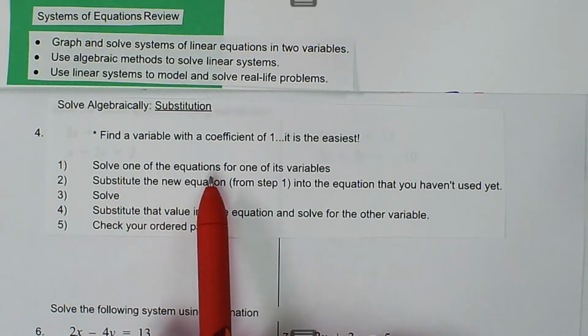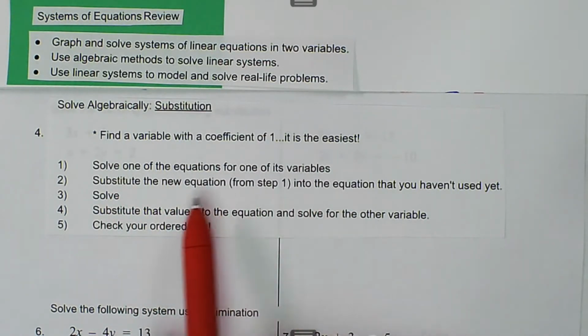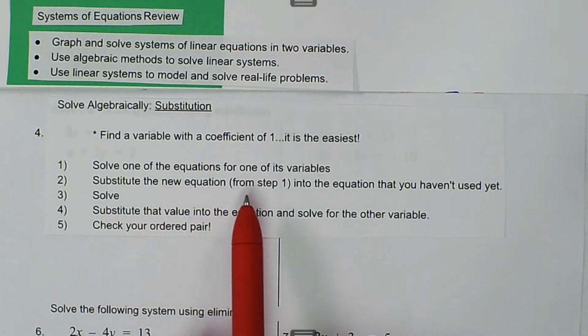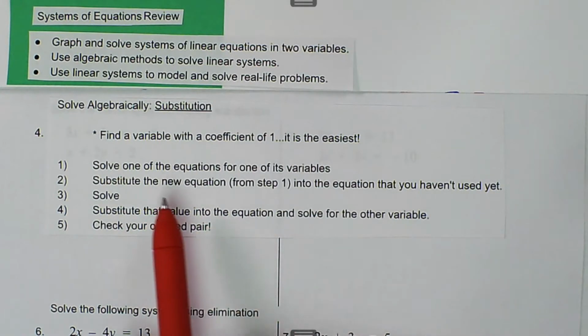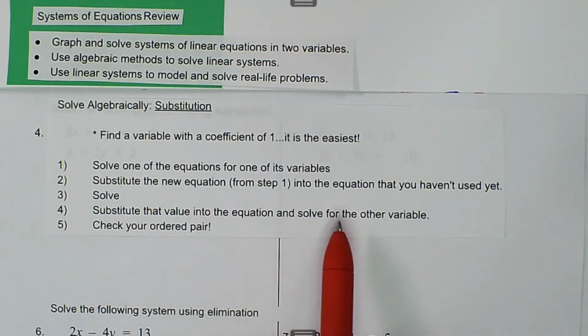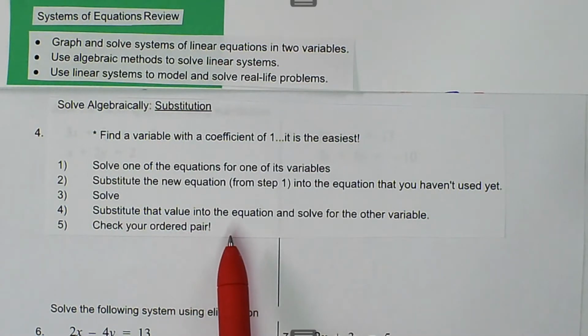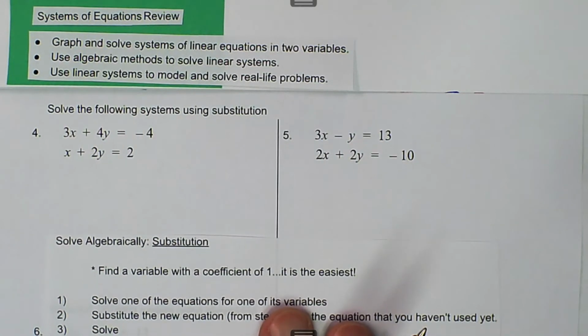So solve one of the equations for one of its variables. Substitute the new equation from step 1 into the equation that you haven't used yet. Solve it, and then substitute that value into the equation and solve for the other variable. Check your ordered pairs.